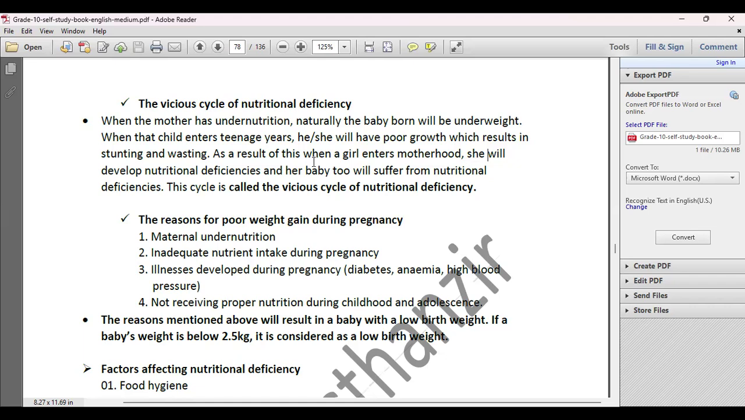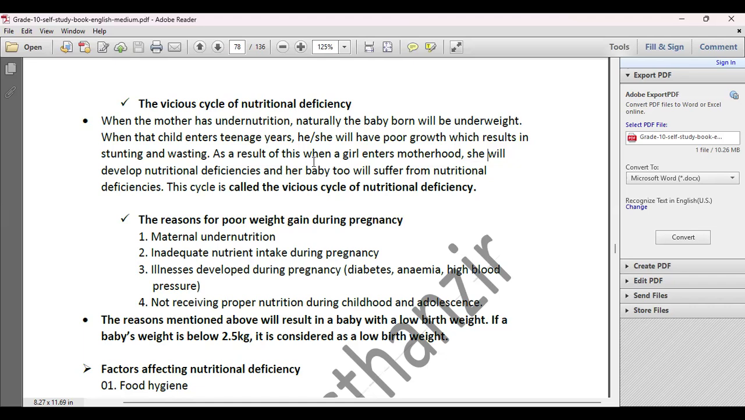nutritional deficiency during pregnancy at a reproductive age. Right? This is called the vicious cycle. Why? It happens again and again.